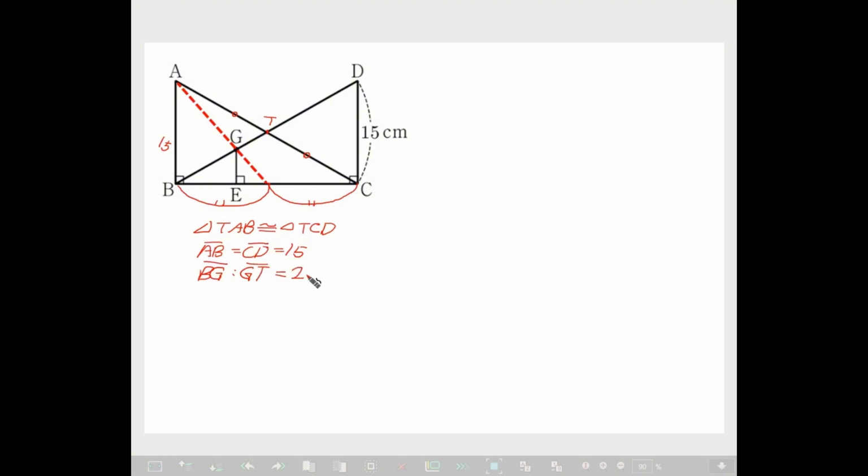equals 2 to 1. I call this point M. AG to GM equals also 2 to 1. Then MG to MA equals 1 to 3.